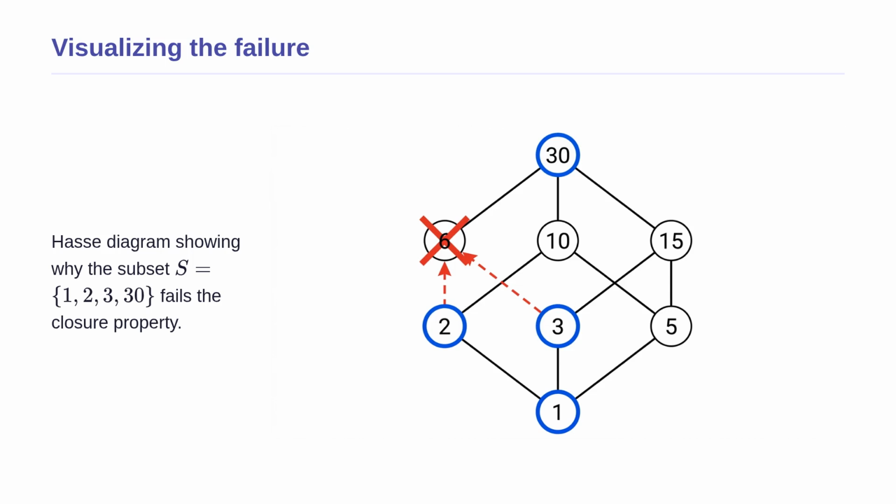To truly understand this failure, let us look at the Hasse diagram for the divisors of 30. You can clearly see the elements 1, 2, 3, and 30 highlighted in blue. These form our subset. While the elements 2 and 3 are safely inside, tracing their paths upward to find their join leads directly to the number 6. Notice the red arrows converging on 6, which is crossed out because it is left out in the cold, outside our subset. This visual break in the structure is exactly what it means to fail the closure property.